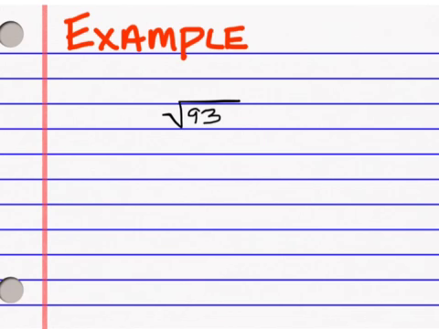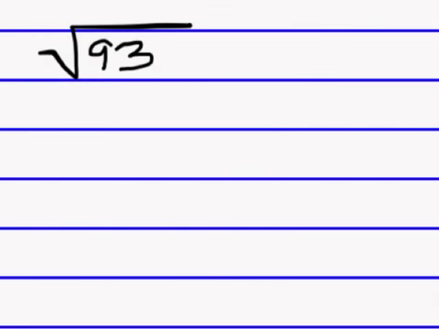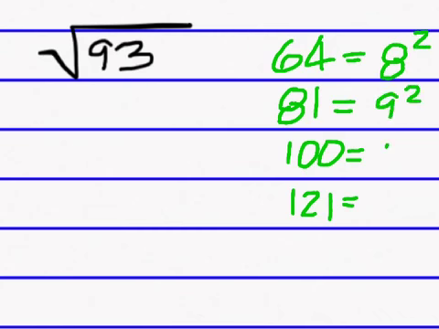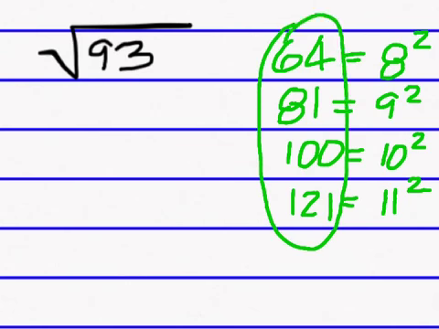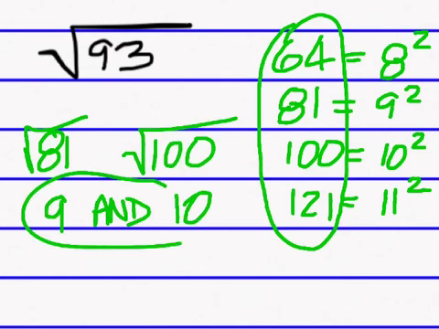Another example. The square root of 93. Think of your perfect squares, such as 64, 81, 100, 121, and what their square roots are: 8, 9, 10, 11. Between what two perfect squares does 93 fall? 81 and 100. So find the square root of each. That is 9 and 10.